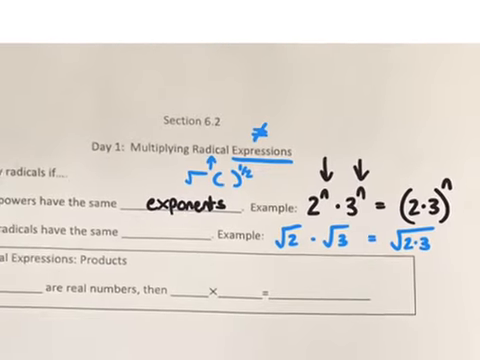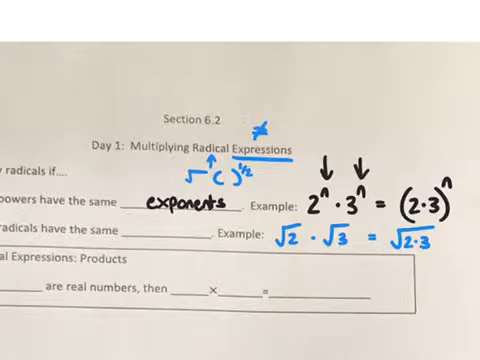Alright, in a similar way, if we have the same radical, we can also simplify expressions. If we have square root of 2 times square root of 3, we can multiply the 2 and 3 underneath the radical and then take the square root of it. So these will be some properties that we use throughout this chapter.